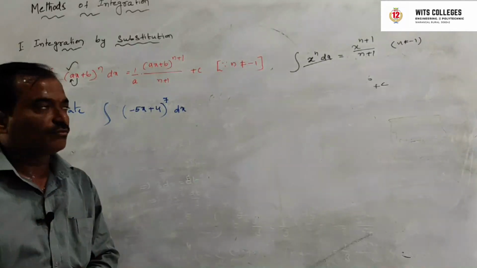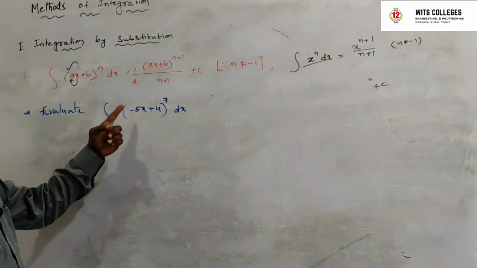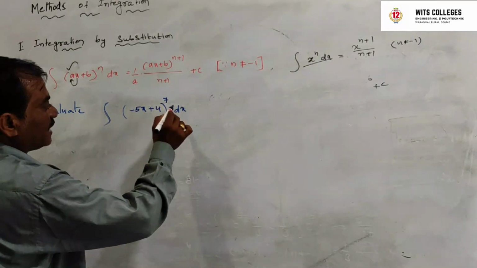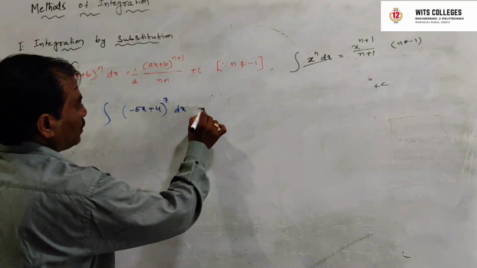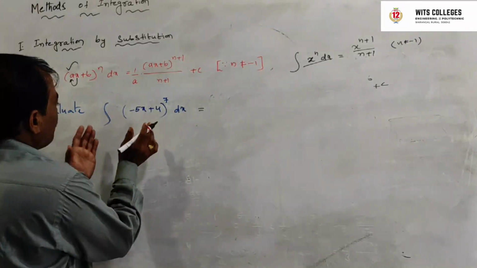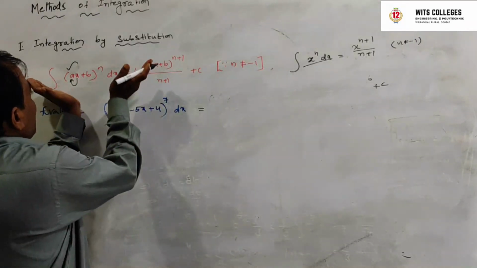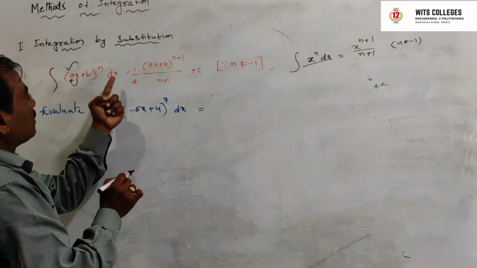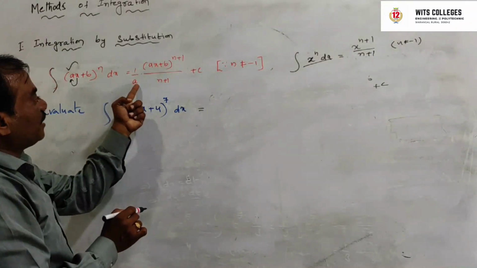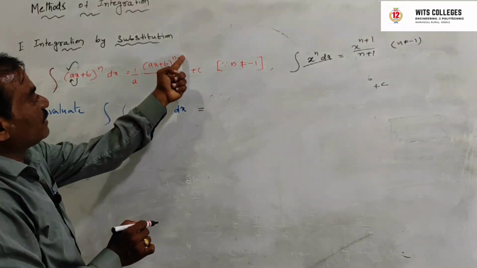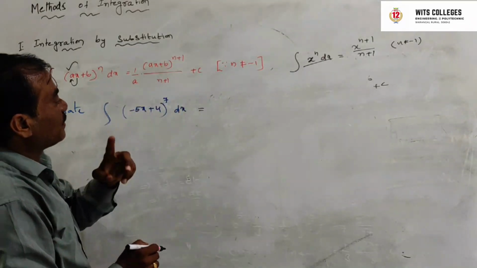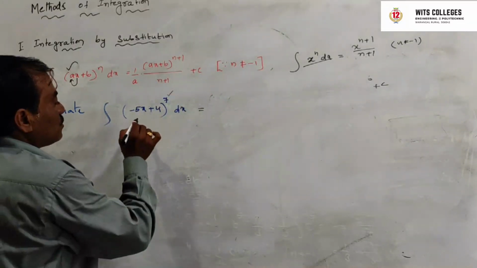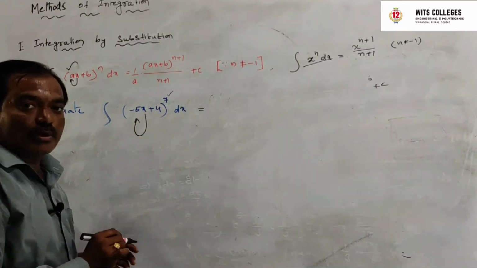Now we are taking one more example. Evaluate the integral of (-5x + 4)^7 dx. What is a here? Now compare this integral with the standard form. So what is the standard form here? The integral of (ax + b)^n dx is equal to 1/a times (ax + b)^(n+1)/(n+1) plus c, where n is not equal to -1. So what is a here? a equals -5.